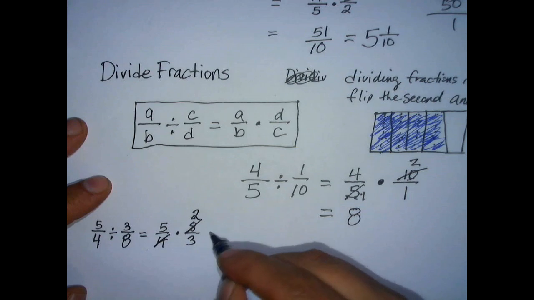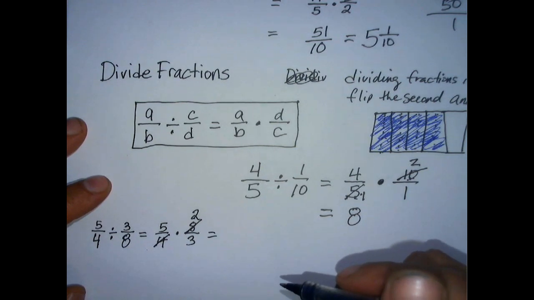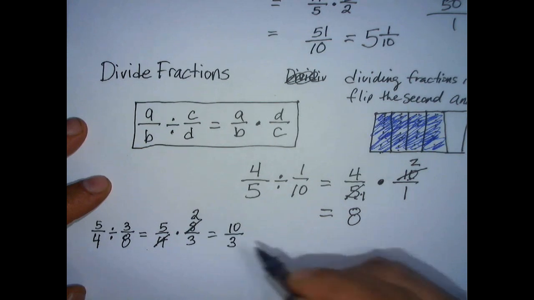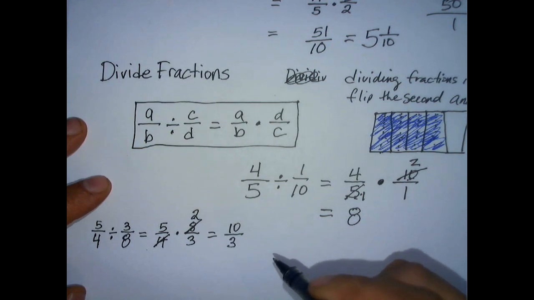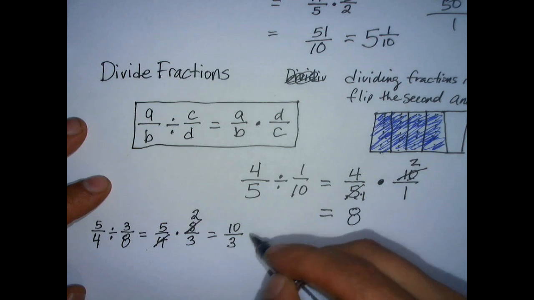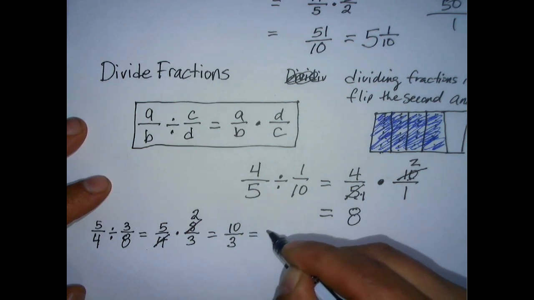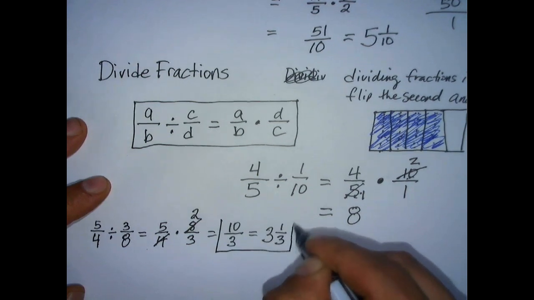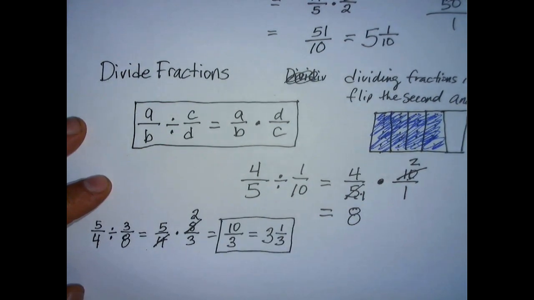So what's left? 5 times 2 is 10 over 3. And all that's left is 10. Hooray! 3 goes into 10 3 times with the remainder of 1. Both of these are correct. It just depends on how your teacher wants you to answer them.